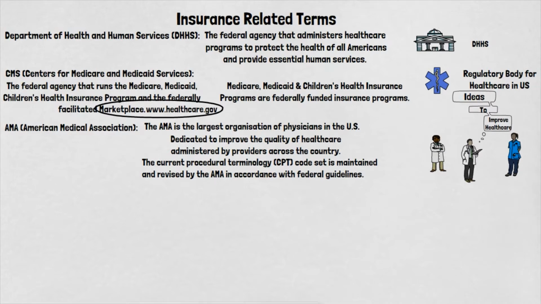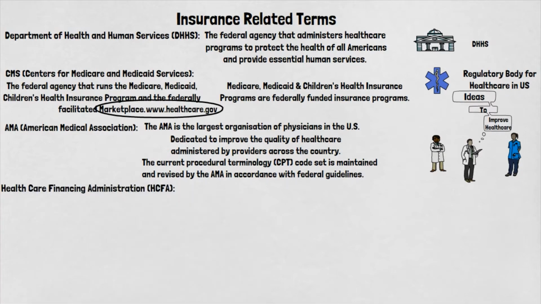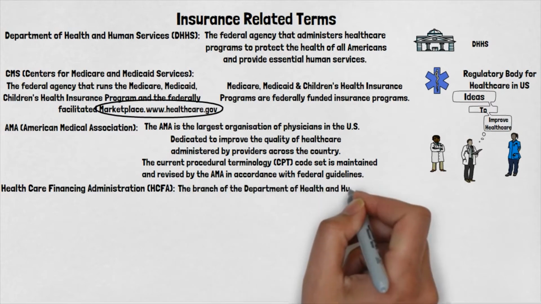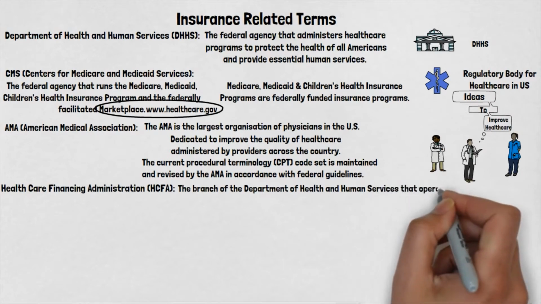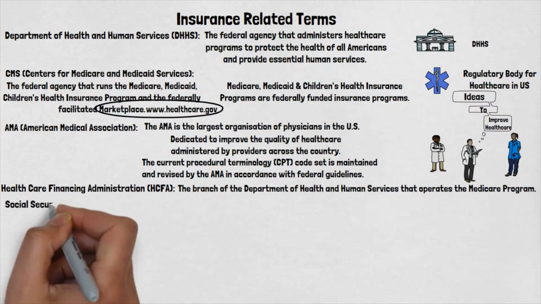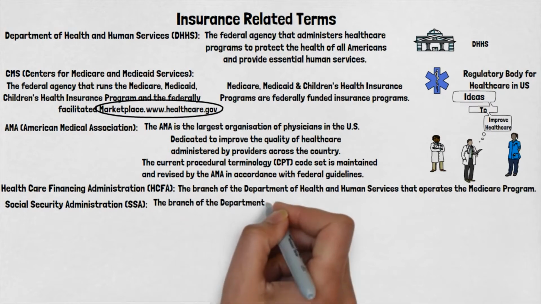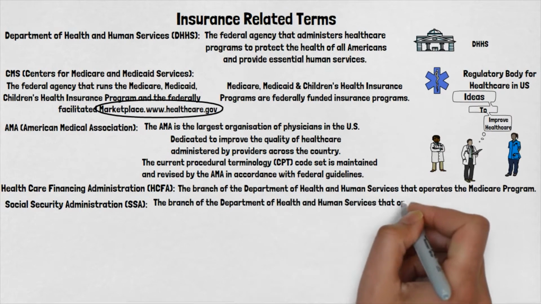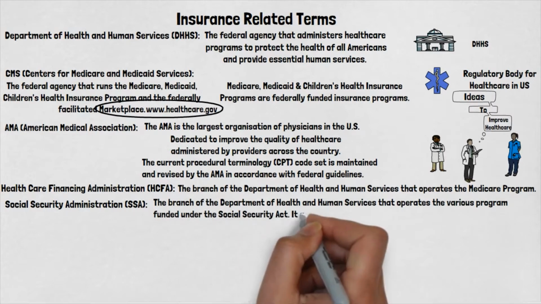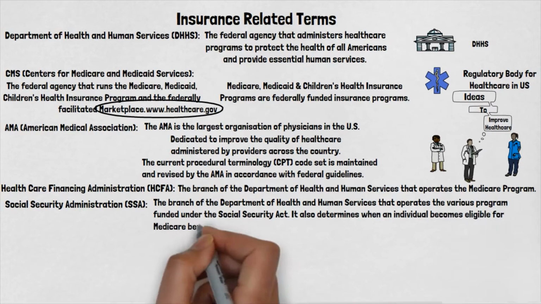The next one is Healthcare Financing Administration, also known as HCFA, the branch of Department of Health and Human Services that operates the Medicare program. Now the next one is Social Security Administration, SSA, the branch of Department of Health and Human Services that operates the various programs funded under the Social Security Act. It also determines when an individual becomes eligible for Medicare benefits.